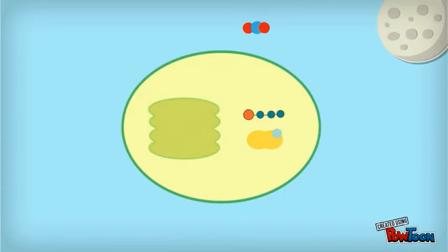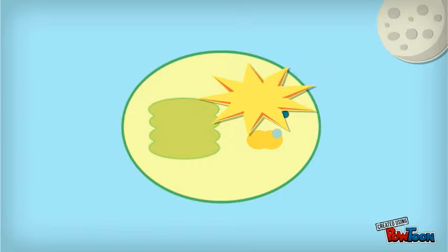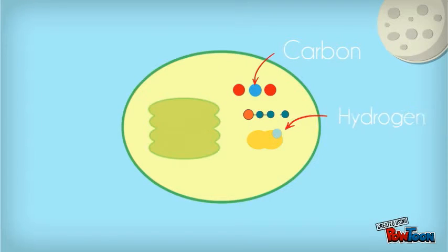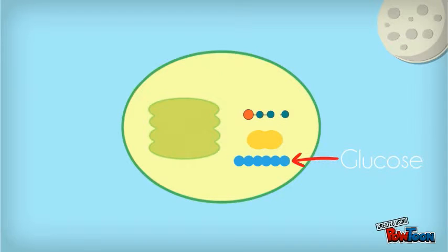In the dark reactions, carbon dioxide gas enters the chloroplast. The ATP synthesized during the light reactions is used in a series of complex reactions that rearrange atoms of carbon, hydrogen, and oxygen into a single molecule of glucose, which has the chemical formula C6H12O6.